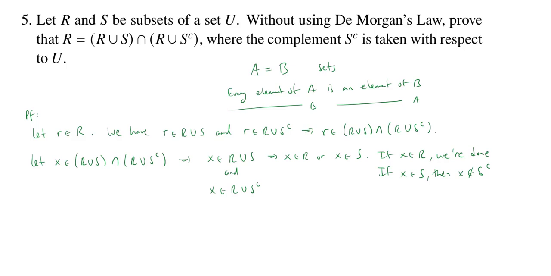Okay, but if x is not in the complement of S, now we go down here and look at this. We know that x is in R or x is in S complement. And we just said it's not in S complement. So this would imply, using this statement, that x is in R. So in either case, either x is in R and we're done, or x is in S, which will also imply that x is in R and we're done. And there we go. So this actually does the proof right here.